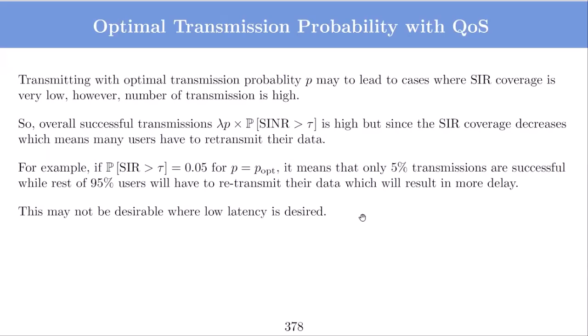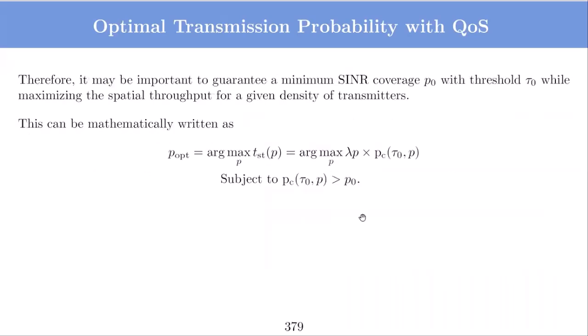So you want to get the maximum throughput while satisfying a particular quality of service. In that case, I would say that I want to maximize the spatial throughput while maintaining that the coverage probability is above P naught.